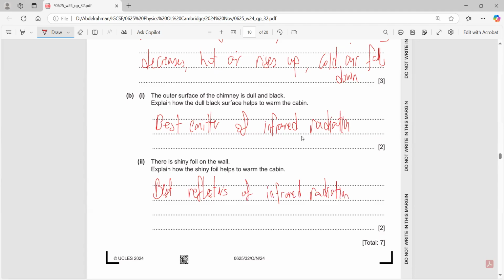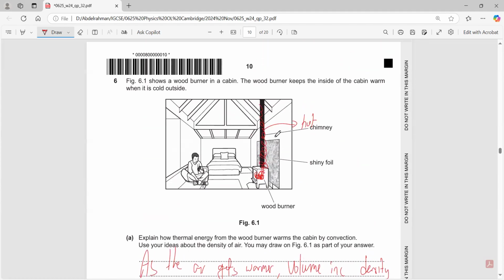Infrared radiation. Why is this good for the man? Because some of the heat is being radiated, and some of the heat will hit the walls. If you have a shiny foil, the heat that hits the wall will be reflected back to the room, back to the man, to the whole room. So this is why a shiny foil behind the burner would be a good practice.